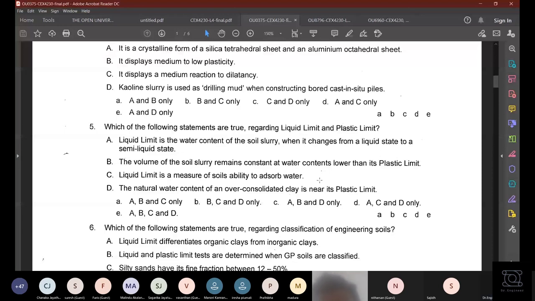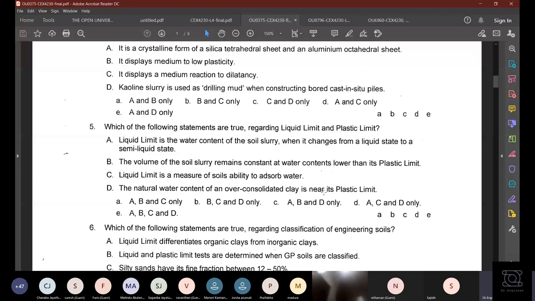So you can say that for a certain extent, yes. The natural water content of an over-consolidated clay is near to its plastic limit. Yes. So it is over-consolidated, right? So it is already well consolidated. So in that case, the particles would be packed and it would be much more in a semi-solid state because it's over-consolidated.